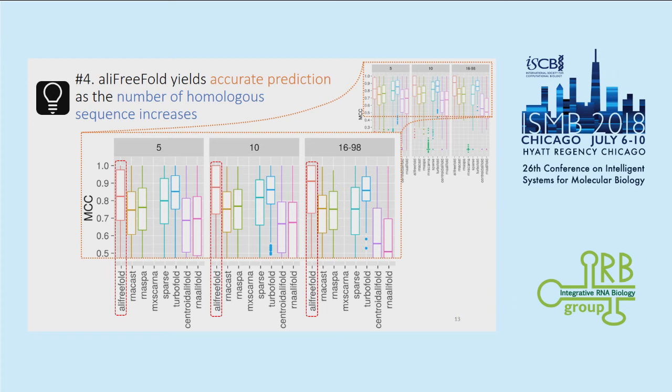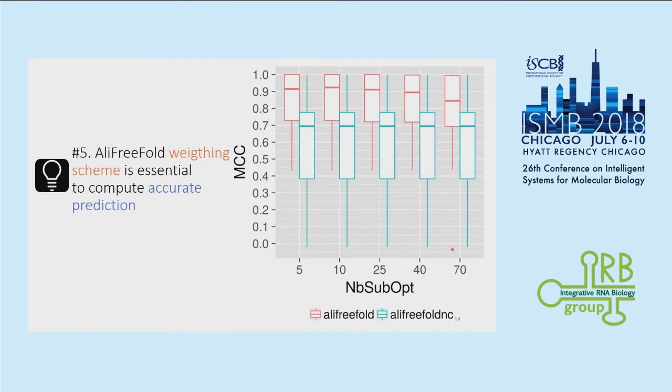And why also the weight function is, in fact, the main building block of aliFreeFold is basically from the fact that when we remove the weight function from aliFreeFold, the predictions start to get worse. Here, in red, we have aliFreeFold with the weight function, and here without the weight function. So we clearly see a gap as the number of suboptimal structures increases.